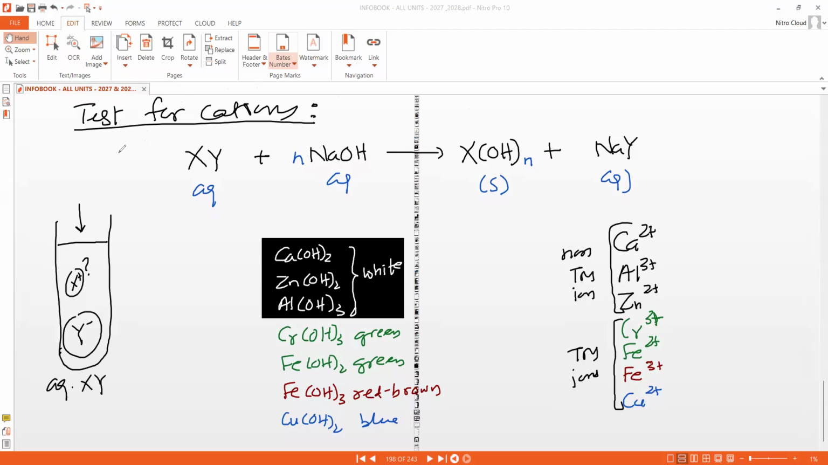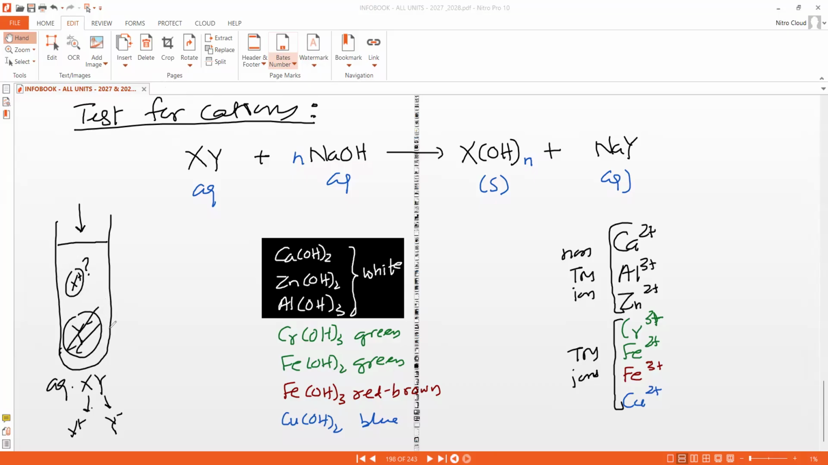Hello everyone. In this video, we'll learn about testing for cations, which means that if you have a solution of the compound XY, where X is the cation and Y is the anion, so we don't talk about anions here. We will talk about cations. This means that we need to detect which cation is present in this solution.